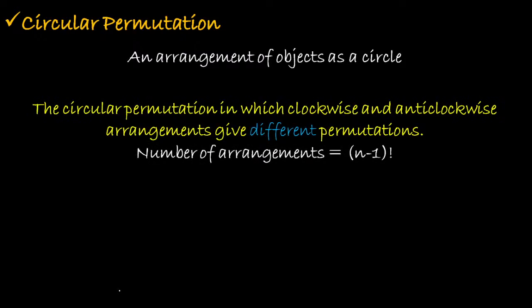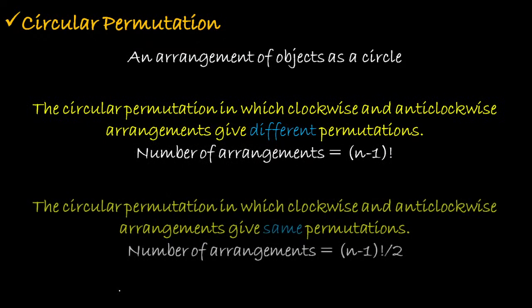Now let me move on to the concept once again. Circular permutation means an arrangement of objects in a circle. Under this we have two categories. In a circular permutation, this direction represents clockwise and this direction represents anti-clockwise. This is the clockwise direction and this is the anti-clockwise direction.